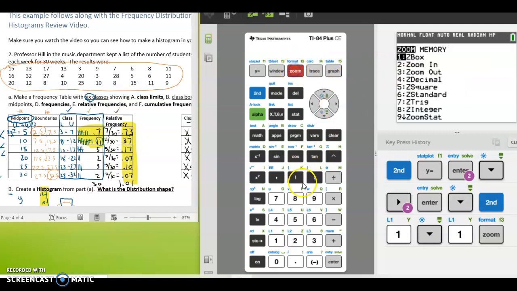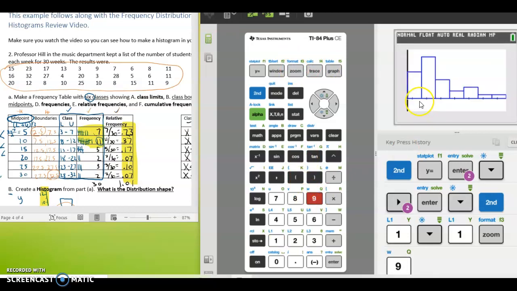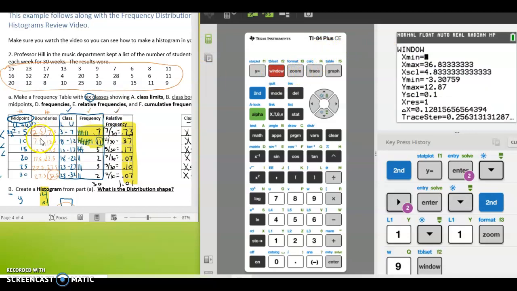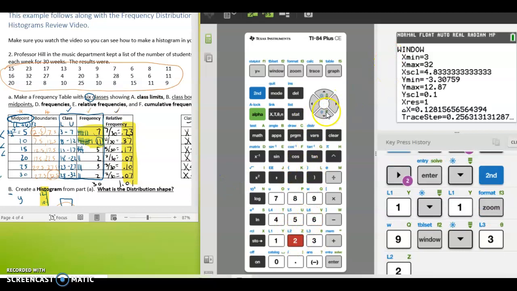Now press zoom 9 and you should get a frequency distribution histogram that has 1, 2, 3, 4, 5, 6, 7 classes. We can change this class information by going to window. Now our frequency distribution that we made had 1, 2, 3, 4, 5, 6 classes. And our minimum data item that we had used was 3, and we let our data go up to the number 32. So let's let our window reflect that.